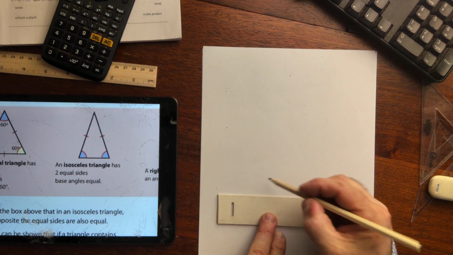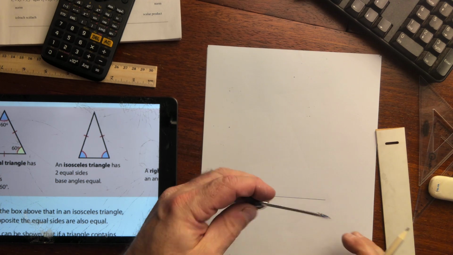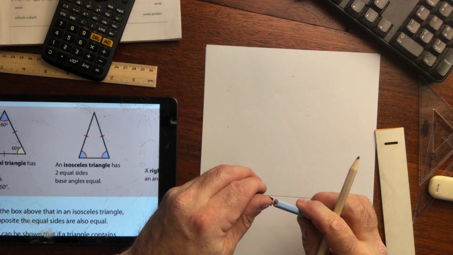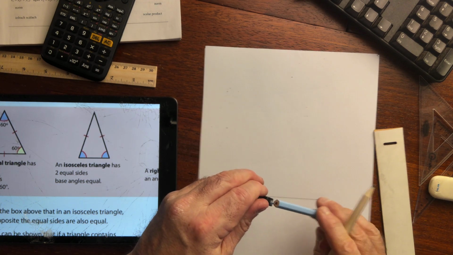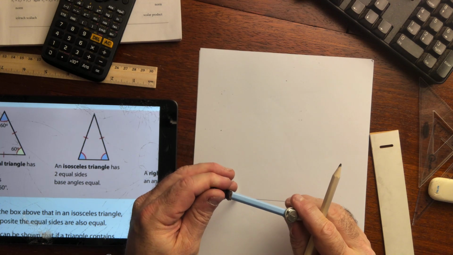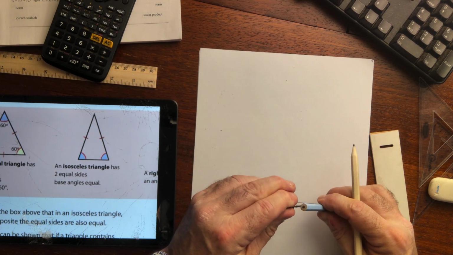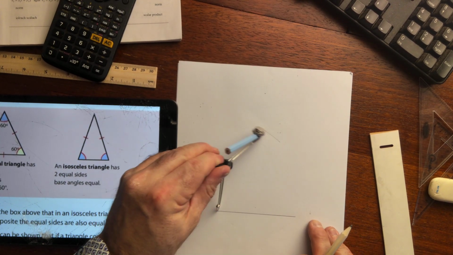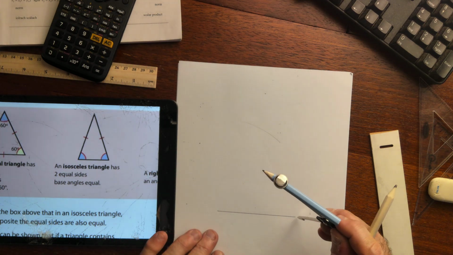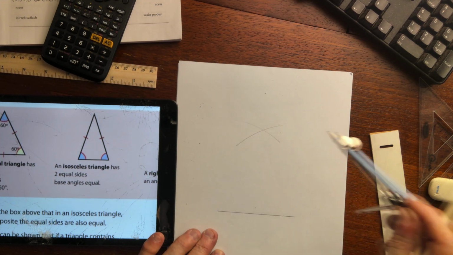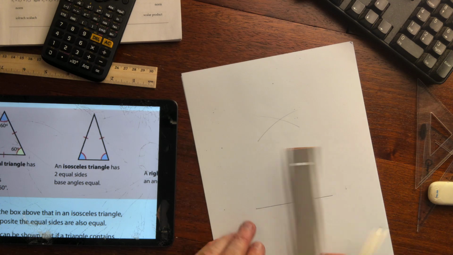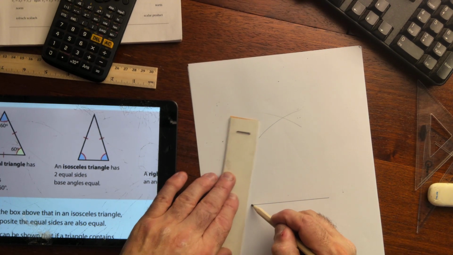I'll go longer, but I'm being very generous here with the amount of paper I'm using. Okay, so I'm going to go longer, but you can go shorter or longer. Just don't go less than half of the line segment, because if you do, you're not going to be able to complete your triangle at all. Okay, so that gives me a nice tall isosceles triangle.